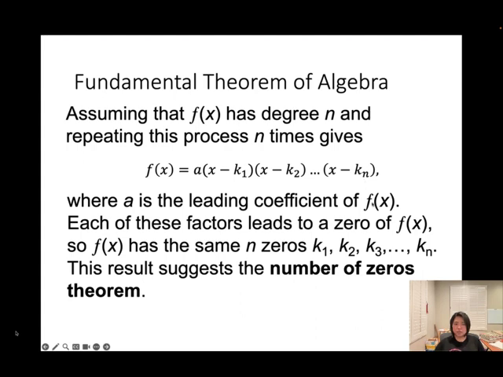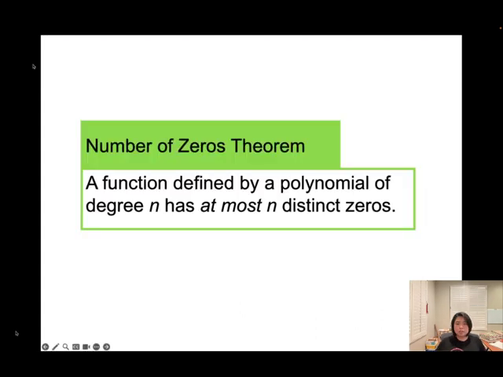Each of these factors leads to a zero of f of x. So f of x has the same n zeros, k1, k2, k3, until kn. This result suggests the number of zeros theorem. Number of zeros theorem: a function defined by a polynomial of degree n has at most n distinct zeros.